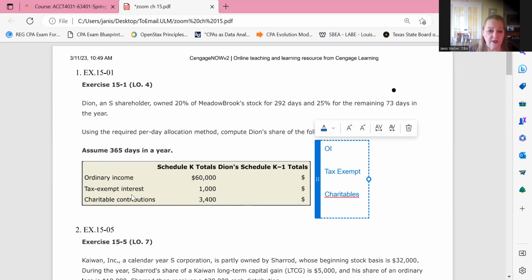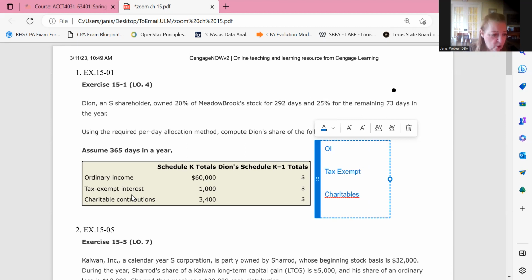And so we have ordinary income on the Schedule K of $60,000. And then we have tax exempt interest of $1,000 that's going as a separately stated item. And then charitable contributions at $3,400. That's also a separately stated item. So we're just going to split each one of them based on the methodology that they showed us in the book and the little exercise they did.